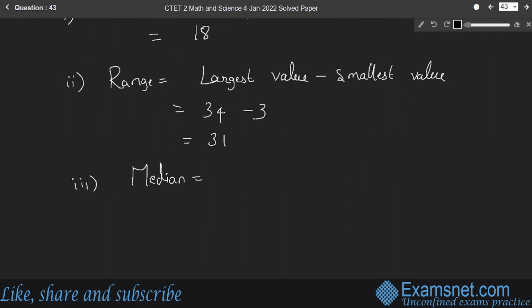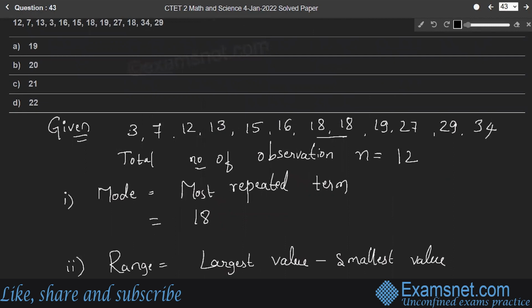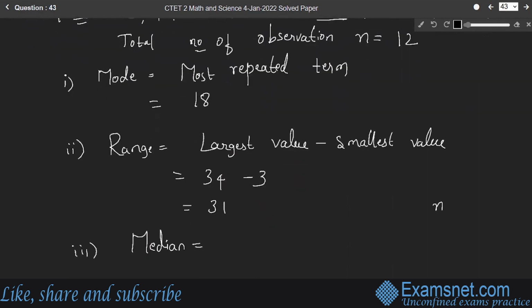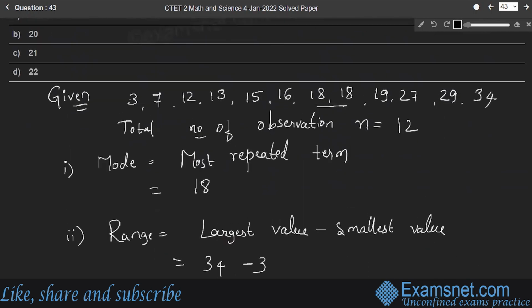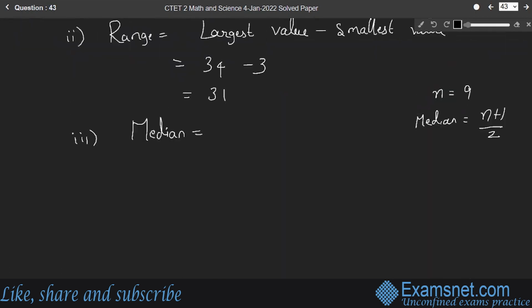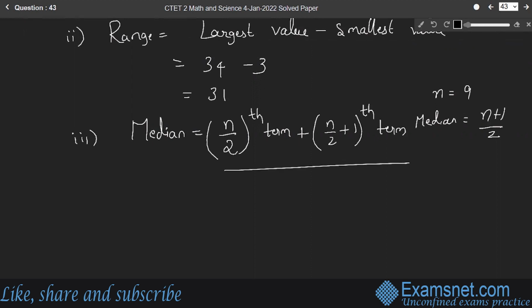Median. If there are an odd number of observations, say for example, if n is equal to 9, then median becomes the (n plus 1) by 2 term. But in this case, there is an even number of observations, that is n is equal to 12. In this case, median is equal to the n by 2 term plus the n by 2 plus 1 term, whole divided by 2.